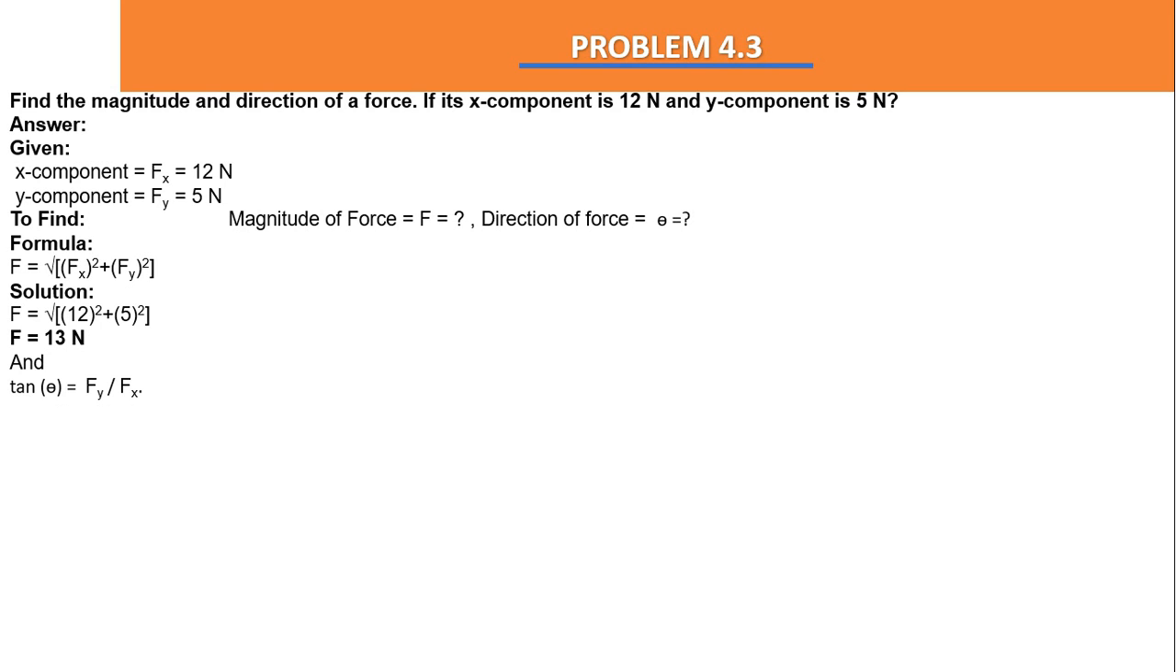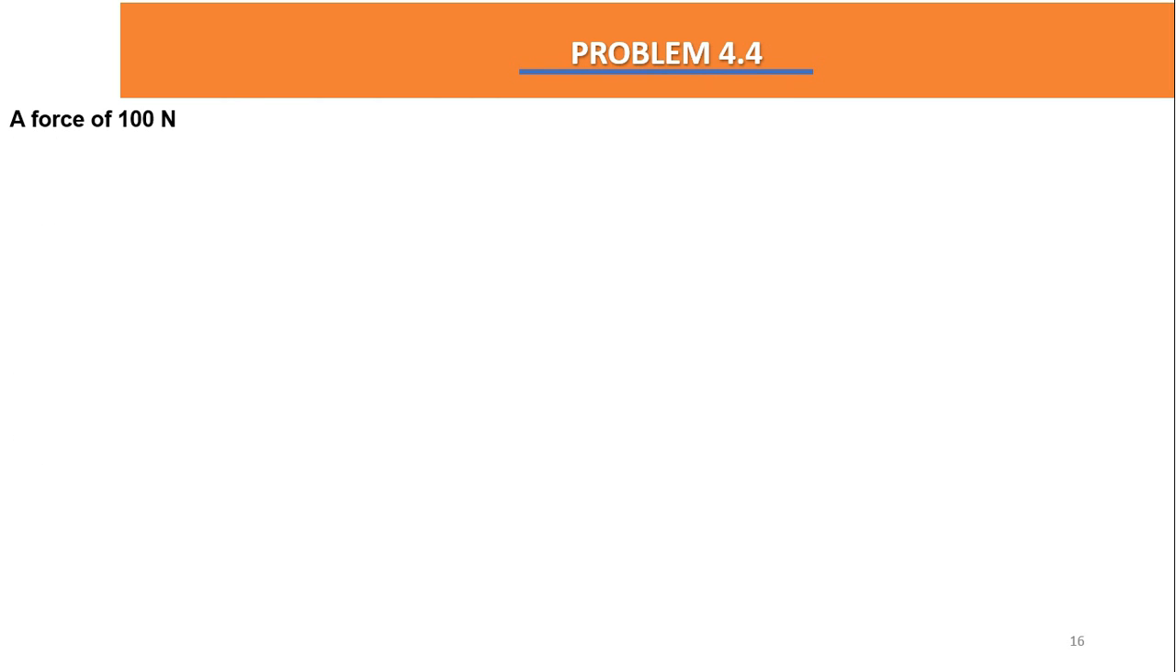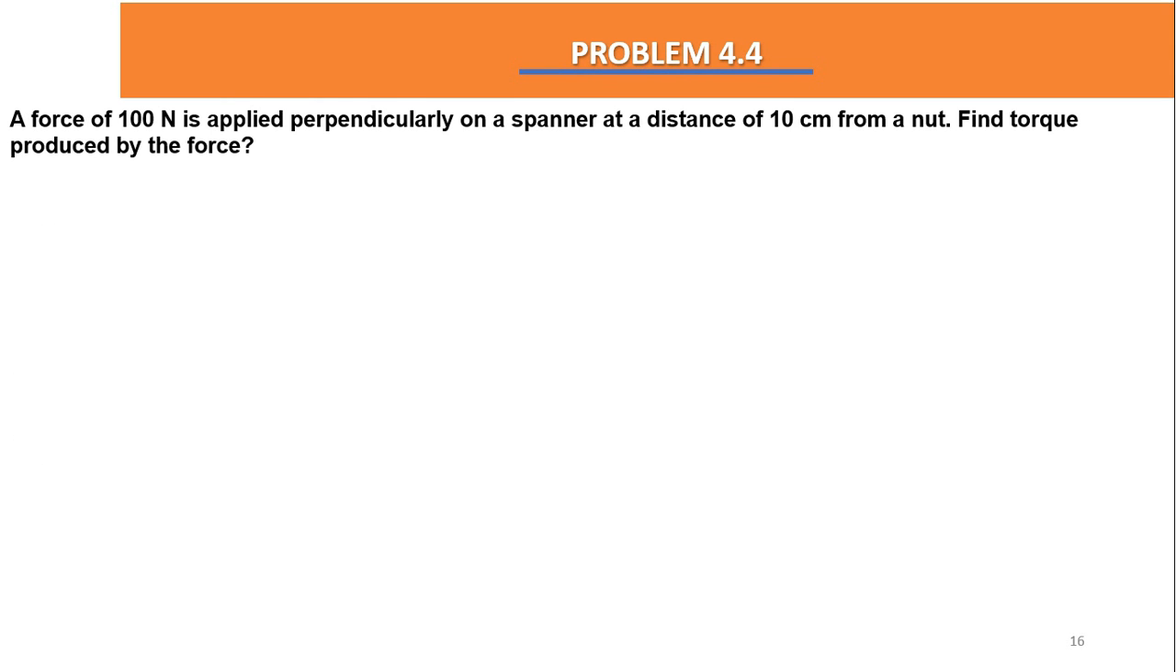And tan theta is equal to Fy divided by Fx, and in order to calculate theta we have the formula theta is equal to tan inverse of Fy by Fx. By putting the values of Fy and Fx we will get theta is equal to 22.6 degrees with the positive x-axis. Now problem 4.4: A force of 100 Newton is applied perpendicularly on a spanner at a distance of 10 cm from a nut.